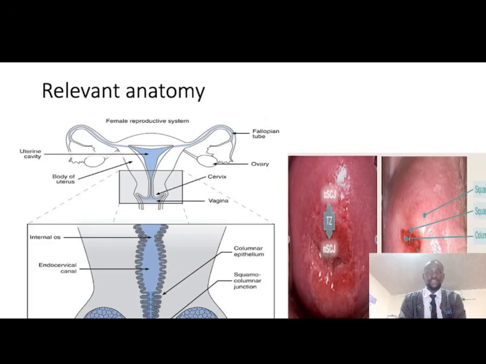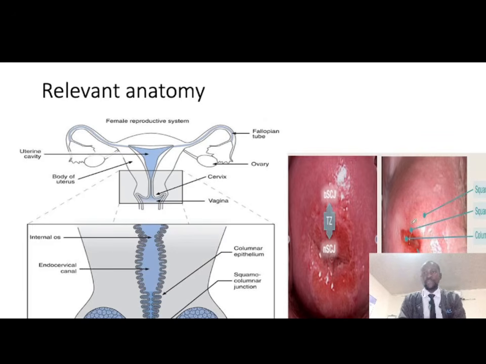So this is the ectocervix. This is squamous epithelium. As you can see, this is your external os of the cervix, and this is the ectocervix. The point at which the endocervix and the ectocervix meet, this point right here, is what you call the squamocolumnar junction.